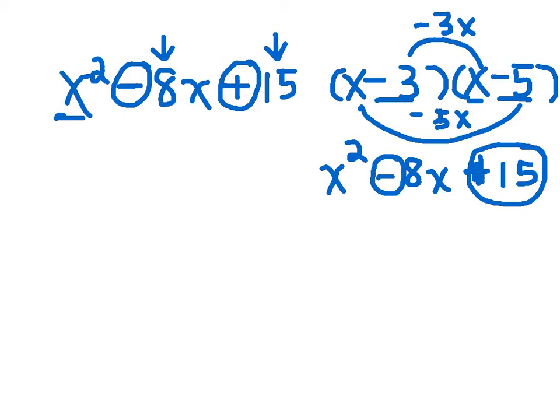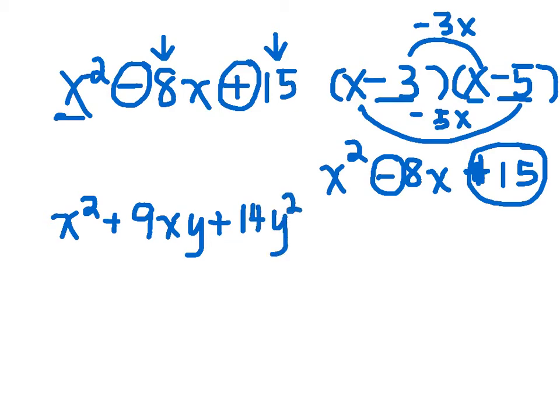Sometimes there's a little bit more complexity in the variables. If I say that x squared plus 9xy plus 14y squared is my trinomial, I'm going to begin by drawing parentheses. I'm going to put in my variables. Clearly, x times x gives me x squared.